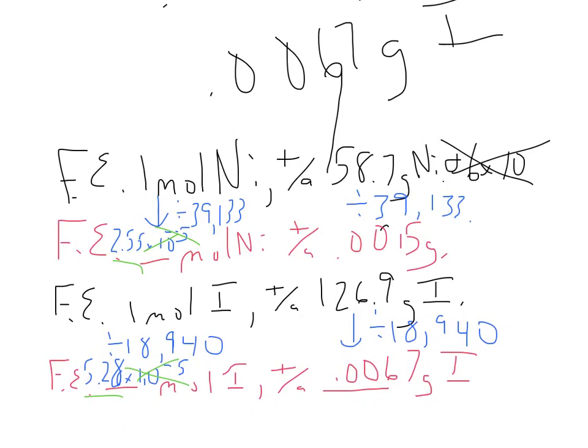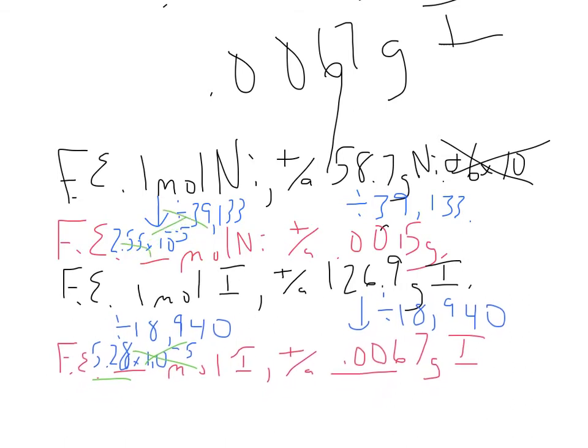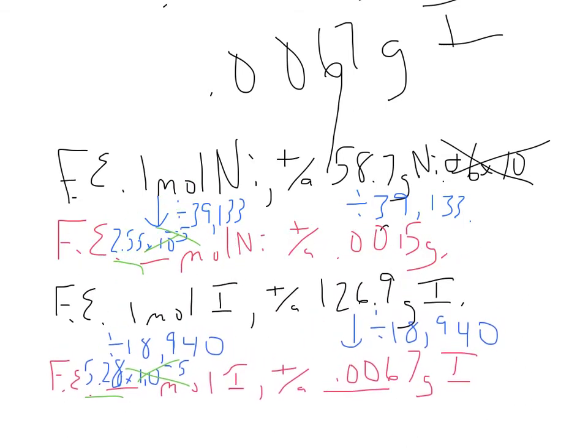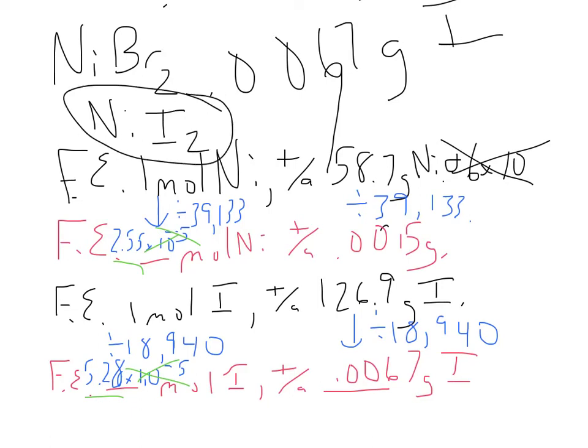And so when I compare those two values, oops, sorry about that, guys. So when I compare those two values, I find that they're basically a 1-to-2 ratio. So that would mean that my formula would be 1 Ni for every 2 Brs. Sorry about that, not Br. It would actually be 1 Ni for every 2 Is. Because this would be a 1-to-2 ratio. Okay, I hope that helps.